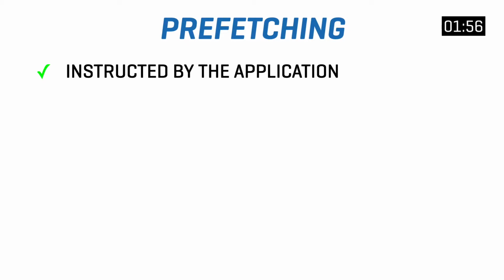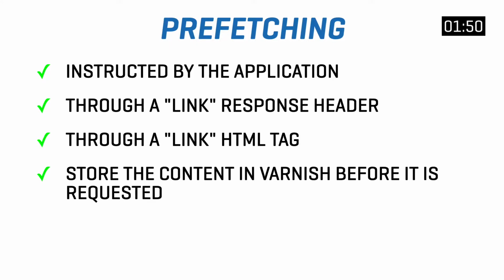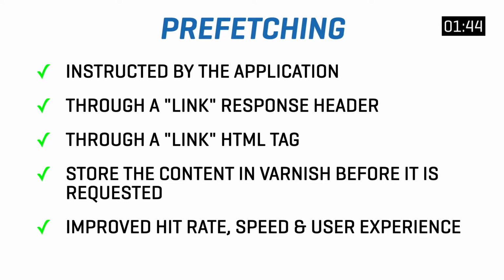Prefetching is usually instructed by the application that has prior knowledge of the required resources, and it is initiated through a link response header or a link HTML tag. In the case of Varnish, content can be stored in cache before the content is requested by the client, which improves the hit rate, the speed, and the user experience.